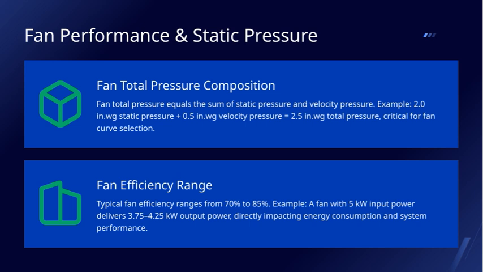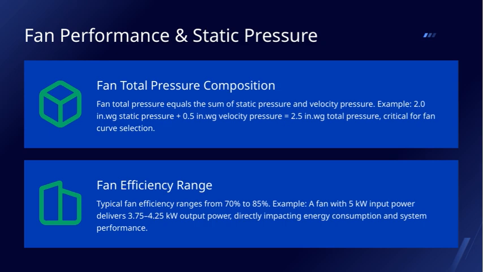The total pressure that a fan produces is actually the sum of static pressure and velocity pressure. To put that into perspective, if your static pressure is 2 inches of water gauge and your velocity pressure is 0.5 inches, then your total pressure is 2.5 inches of water gauge.